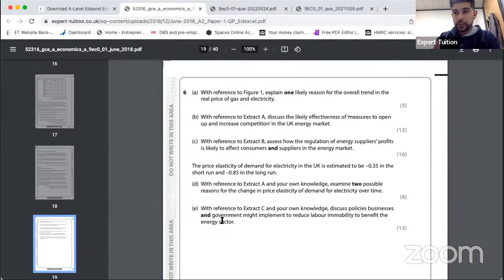So education and training, which of the two does that rectify? Well, clearly it's going to be occupational mobility of labor, right? So you go, one policy that the government could implement to reduce the occupational immobility of labor in the energy sector is to invest into education and training programs. The extract talks extensively about a skills shortage in the energy sector. It talks about how there's not enough people doing engineering and science-based subjects at university.